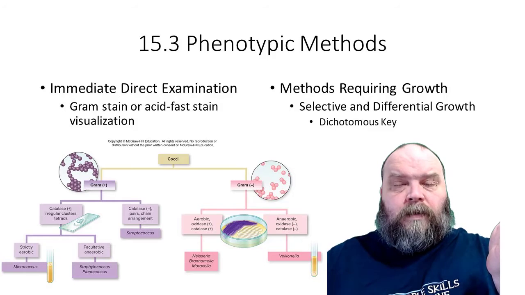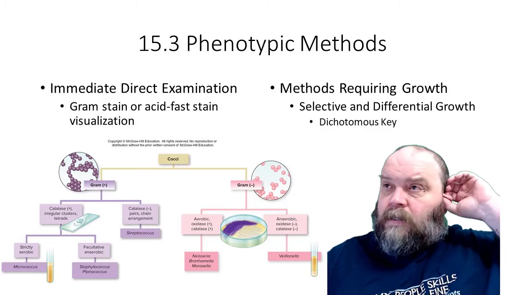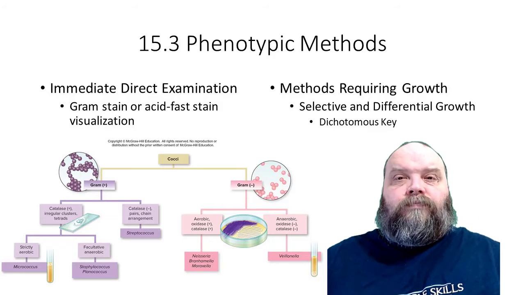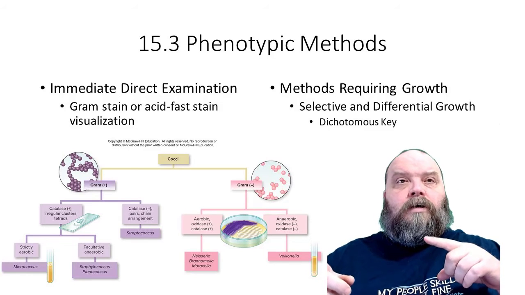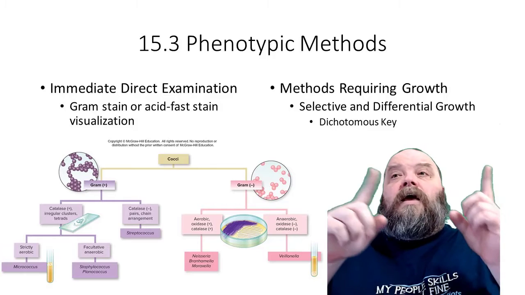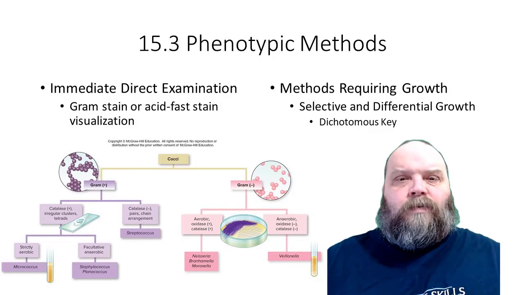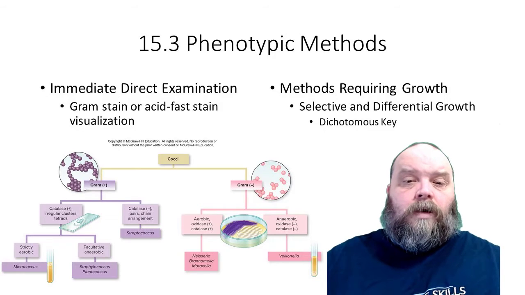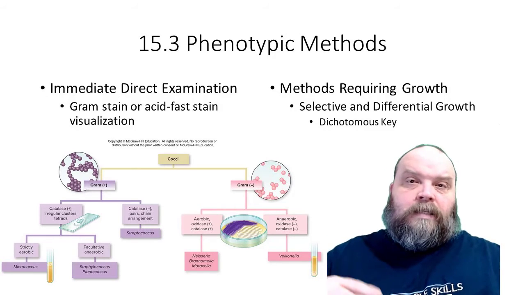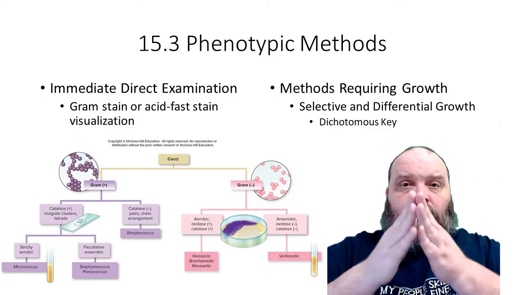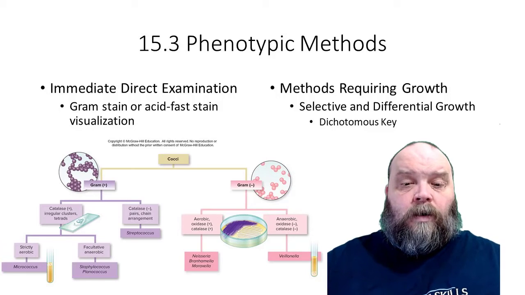Another portion of these phenotypic methods is going to be looking at the metabolism. Can this bacteria grow on this media? Can this bacteria grow on this media and use this special whatever added to it? You look at the dichotomous key right here: gram positive, gram negative, cocci, bacilli. And as you go through each of the different branches, those branches keep branching and going and going.